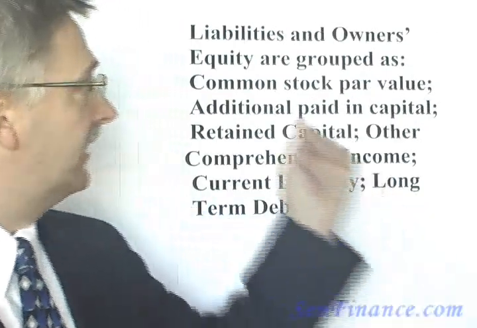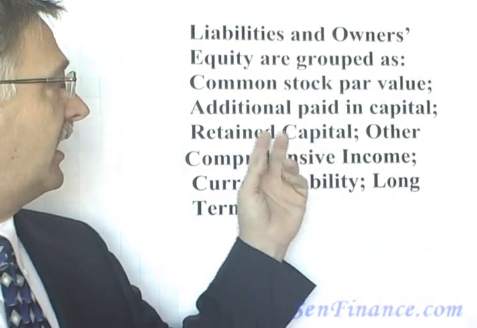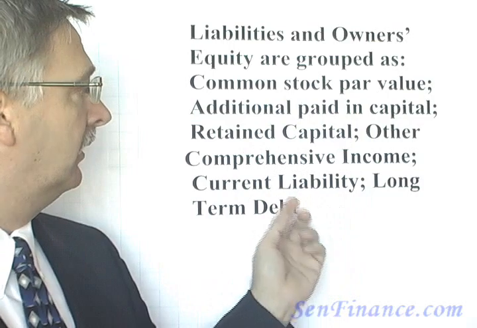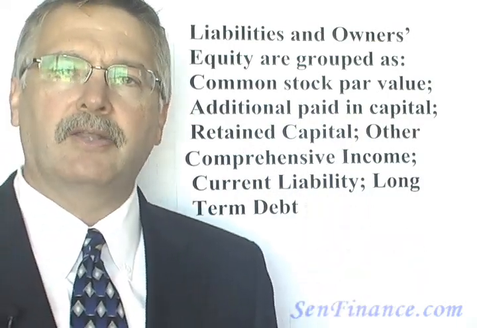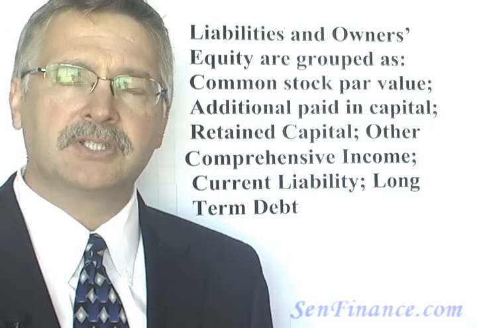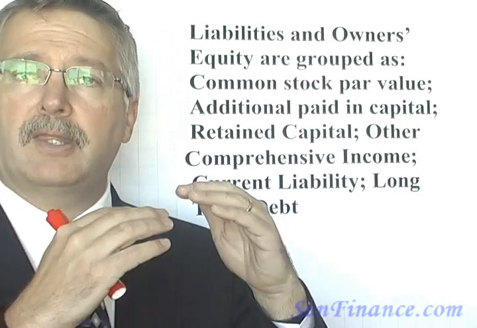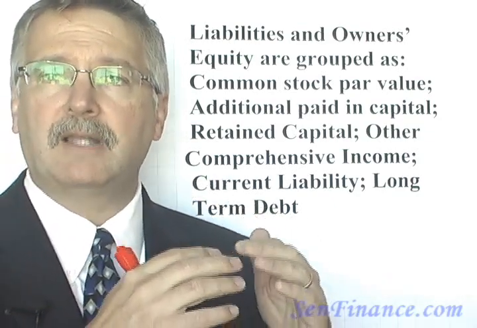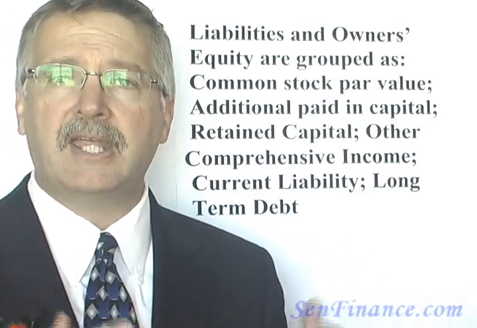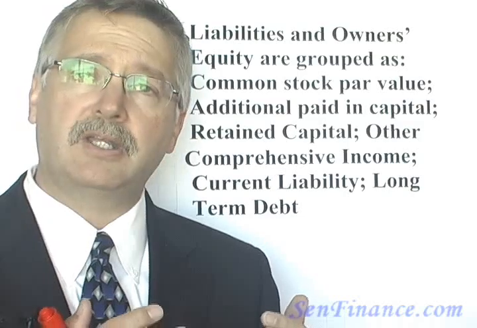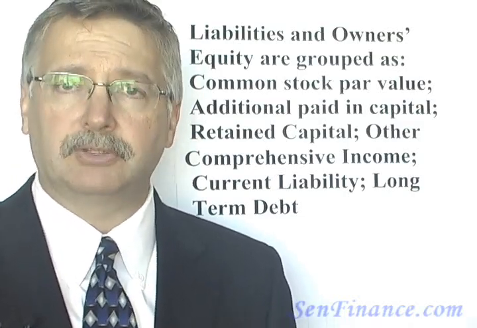The liabilities and owner's equity sections of the balance sheet are again grouped similarly: common stock, paid-in capital, retained capital, other comprehensive income, current liabilities, long-term debts. And again, the liability section will be organized from most current, what is due most quickly. So usually the very top of the liability section will have accounts payable, things that are due perhaps in a matter of a few days, short-term debt, things that are due within a year, and long-term debt that might not be due for some years in the future.